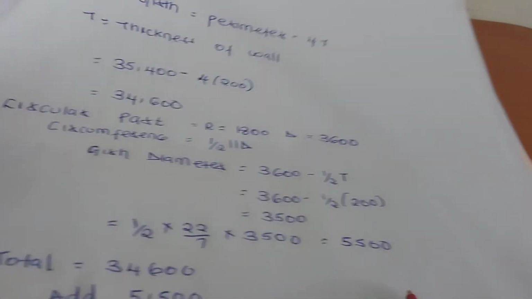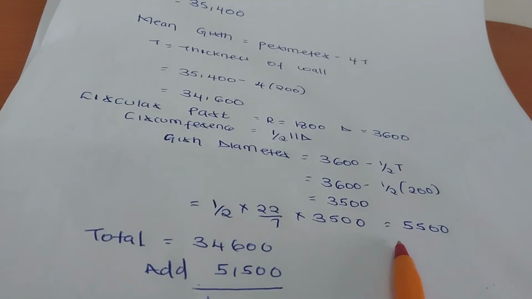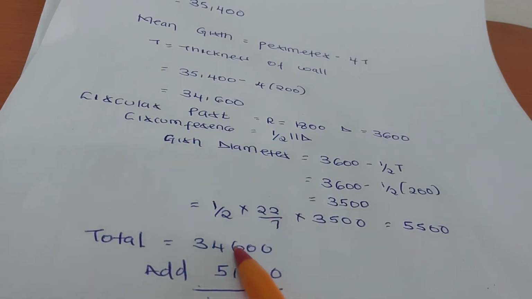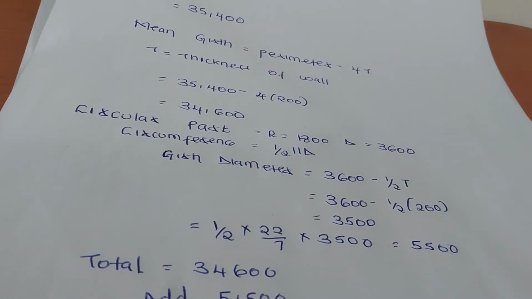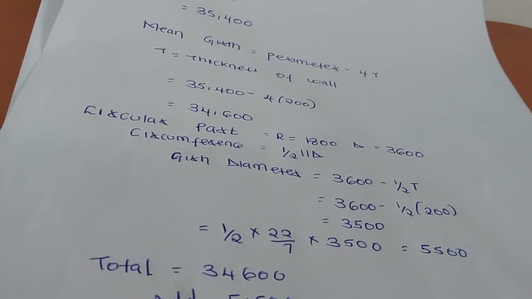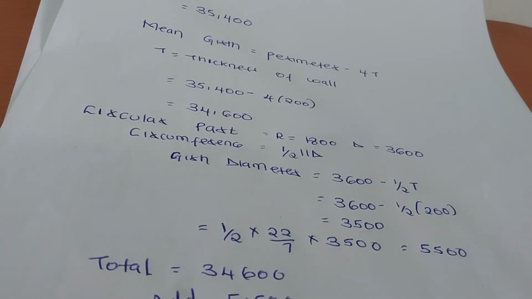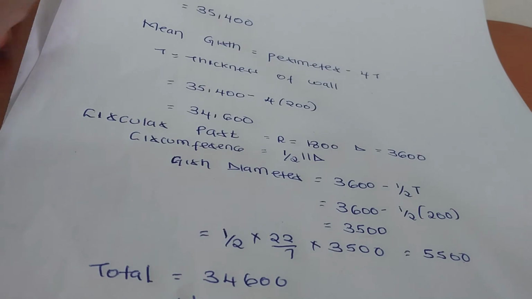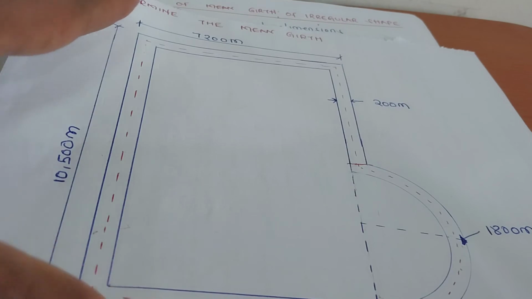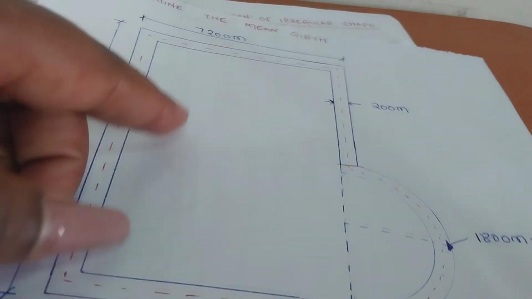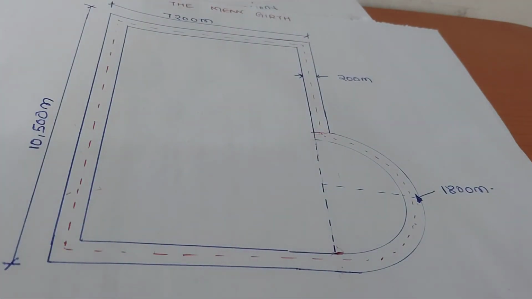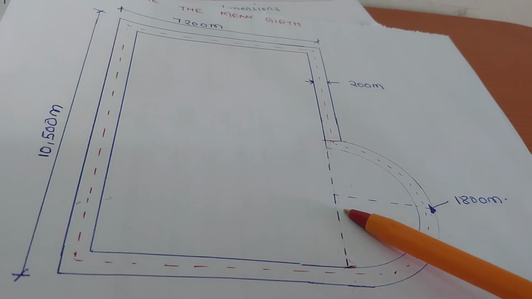Now the 5,500, we are going to add it to the perimeter of that rectangular part that we had found, that 34,600. So we have it here, we find 40,100. Now that is the mean girth of the entire plan, including the circular part. But from our plan, it means that is the mean girth of this part here, going round up to this area like that. But we have covered even this portion, which we don't need.